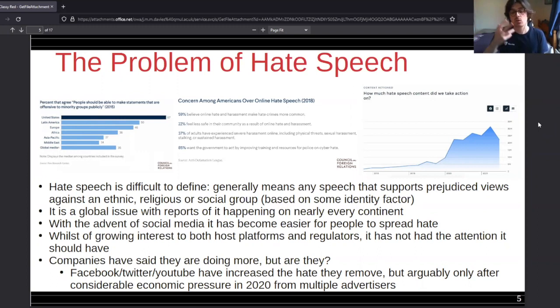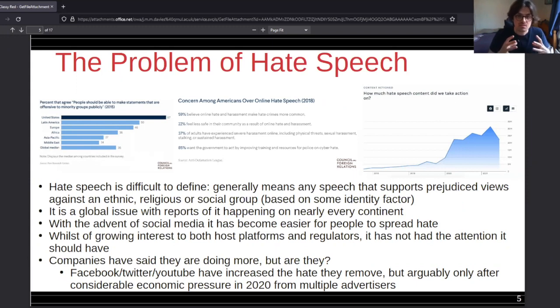But with the advent of social media, it's become a lot easier for people to spread this kind of hate. And indeed, beforehand, it was an awful lot more difficult for this sort of hate speech to be detected at all. It had to be in the media or something similar to that. But with social media coming out, it's now become a lot easier with a lot wider reach.